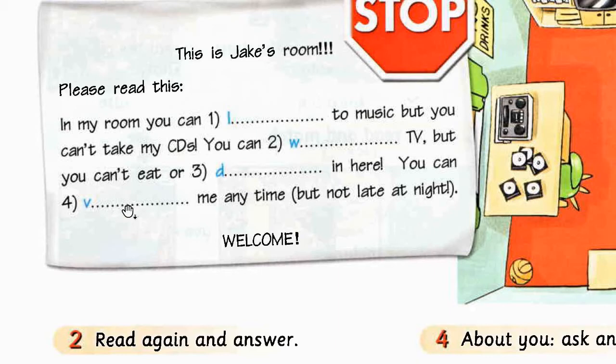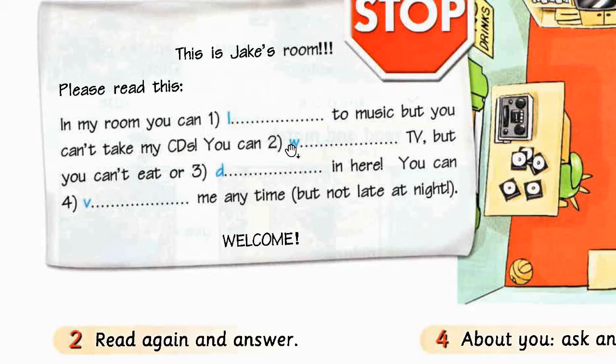Welcome. Okay. I'm going to help you. The first one is here. In my room, you can listen to music. So the first, you have to write listen here. And how do you spell listen? L-I-S-T-E-N. Listen. The T is silent. We don't read it. Listen. So write number 1, listen.